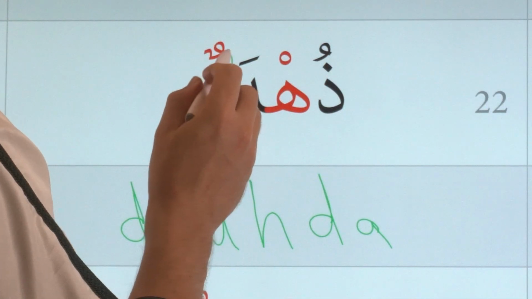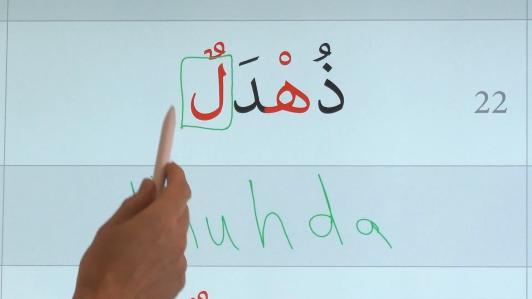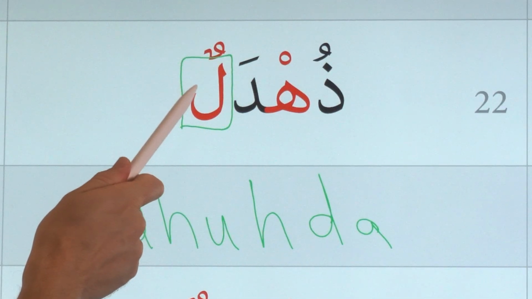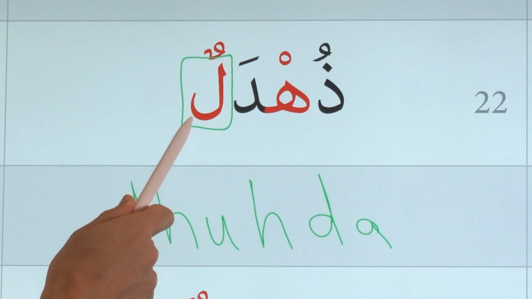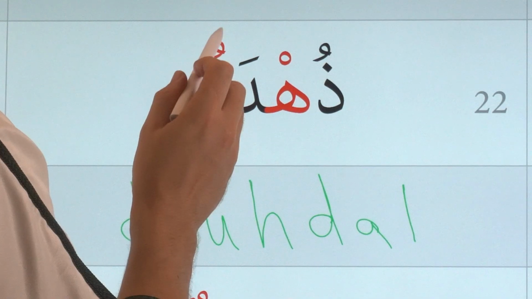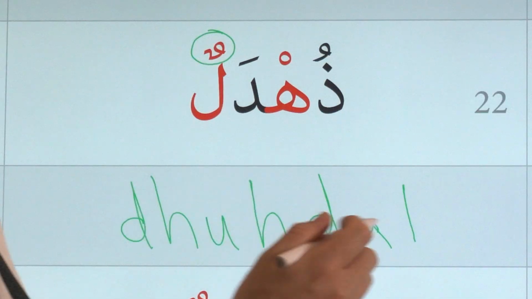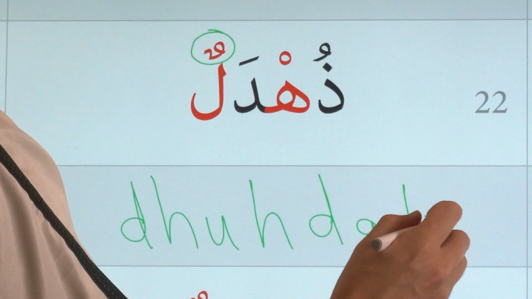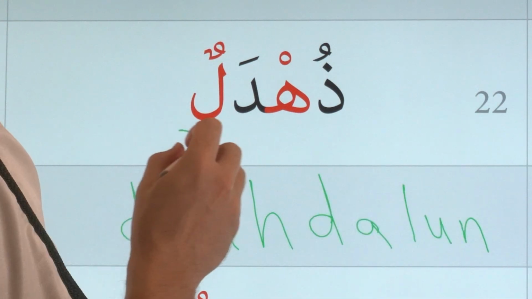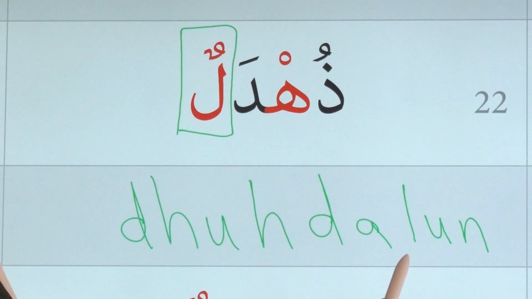And then finally here at the end, this straight line coming down and hooking to the left with no lightning bolt symbol in the middle is the letter lam. So we're going to write an L for the letter lam. And above the lam, we see tanween dhamma. So we write a U for the dhamma and N for tanween. So this lam with tanween dhamma would be pronounced lun.